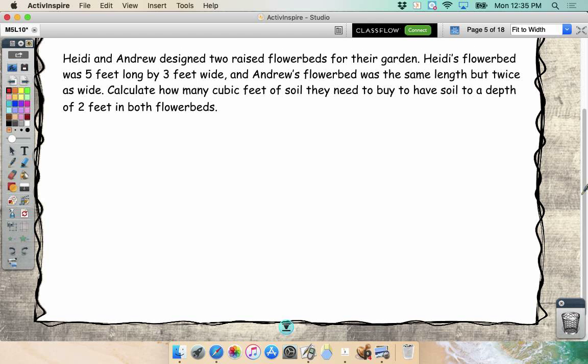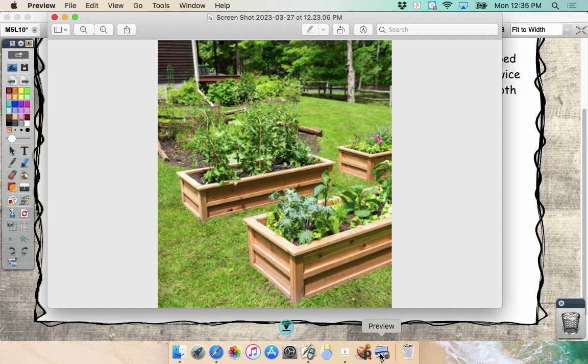Okay, now this problem is about raised flower beds, and I wanted to show you a picture of it so you'll know kind of what we're thinking when I'm reading through this. So a raised flower bed is just going, these look like tomato plants though, don't they? Yeah. But so they could be vegetables too.